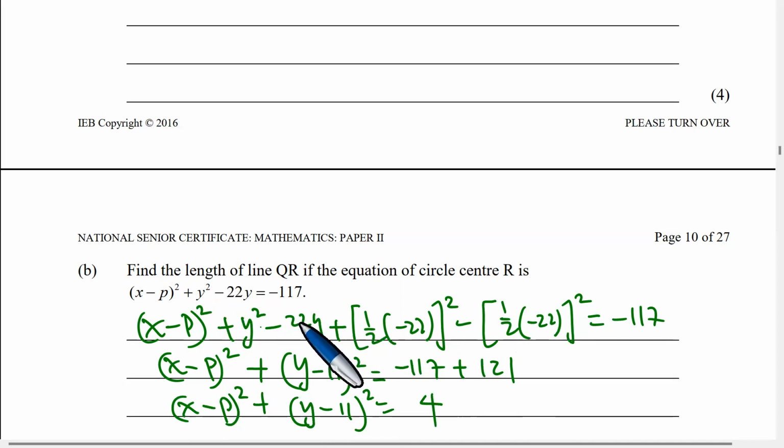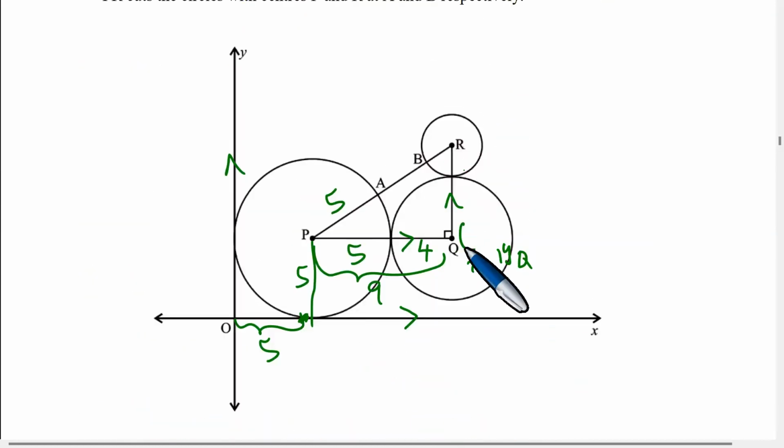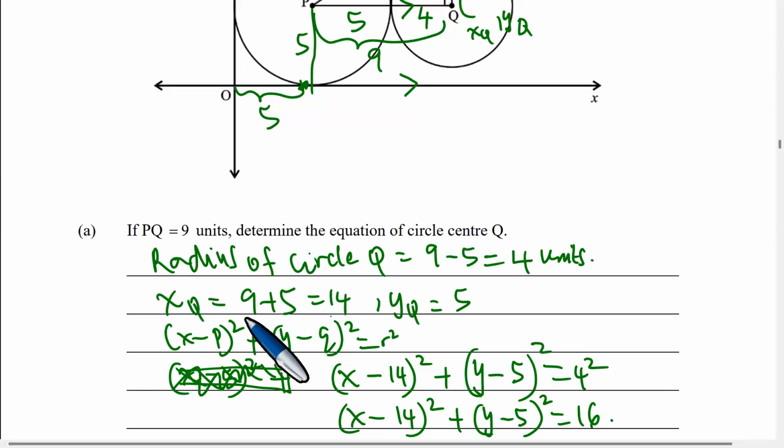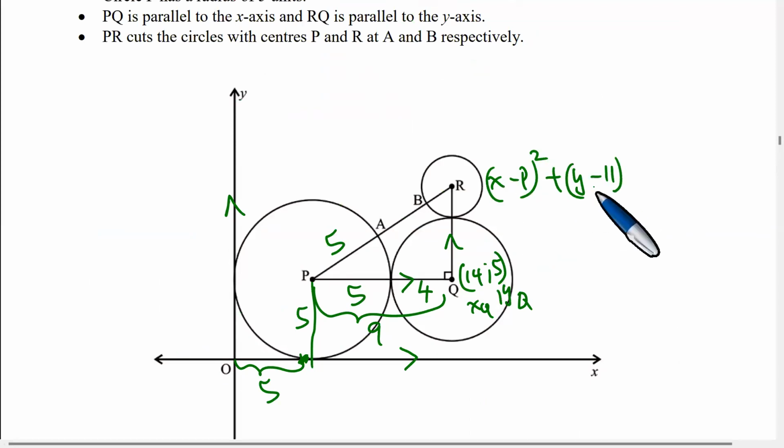If you have the equation of circle center R, find the length of line QR. What is the length here? A couple of things you need to consider at this point. What are the coordinates of Q? XQ is 14 and YQ is 5, so the coordinates are (14, 5). We've seen that (x minus p) squared plus (y minus 11) squared is equal to 4.